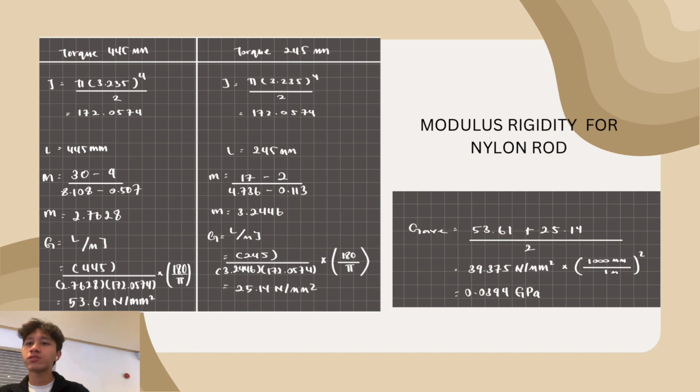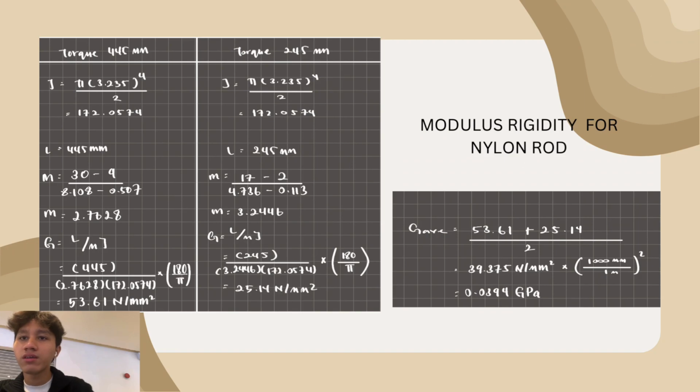Lastly, for the modulus of rigidity for the nylon rod, for the rod length 145 mm, we find the J polar moment of inertia, which is 172.0574, and the length is equal to 145 mm. Next, we find the gradient M, we get 2.7628, and the modulus of rigidity is equal to 53.61 Newton per millimeter squared.